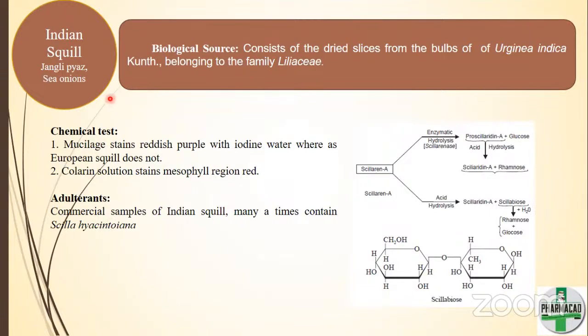Now looking at Indian squill, or jungli pyaaz as I was saying, also known as sea onion. This is Urginea indica belonging to family Liliaceae. Mucilage stains reddish purple with iodine water, whereas European squill does not. Corallin solution stains the mesophyll region red. Commercial samples of Indian squill many times contain Scilla hyacinthina. This is the adulterant to it.